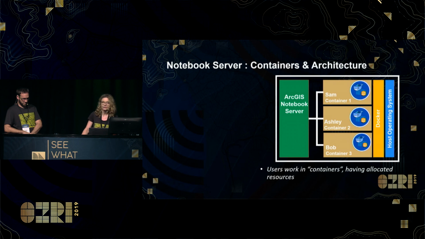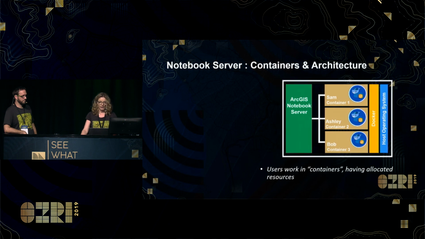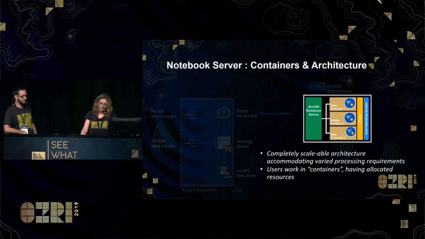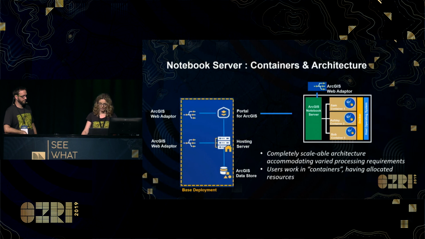So if Sam and Ashley were two notebook server users, for example, they would each have their own container to work in with dedicated system resource. If Sam's Python notebook was doing some particularly heavy processing, Ashley's experience in Notebook Server would not be impacted by that intense processing. In terms of a typically configured enterprise deployment with Notebook Server, the architecture could be something like the setup shown here on the screen.